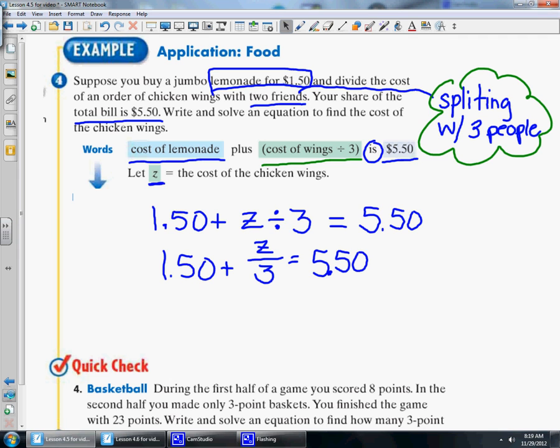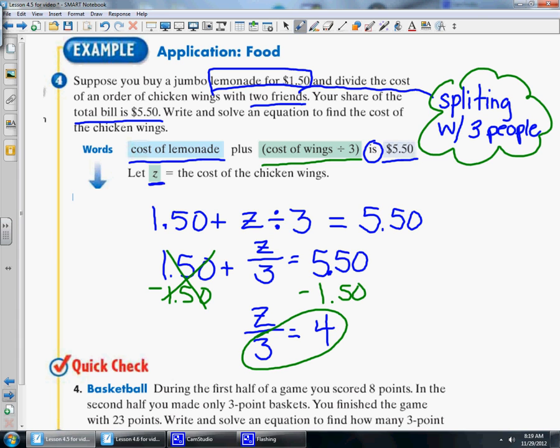So the first thing that we want to do is get rid of that $1.50. So if we subtract that, that's gone. So we have then Z divided by 3 is equal to 4. So we ask ourselves, what number divided by 3 is equal to 4? If you can't think of it, you can always take and multiply these 2 numbers together. So 3 times 4, and multiply those, is 12. So the cost of the wings is going to be $12.